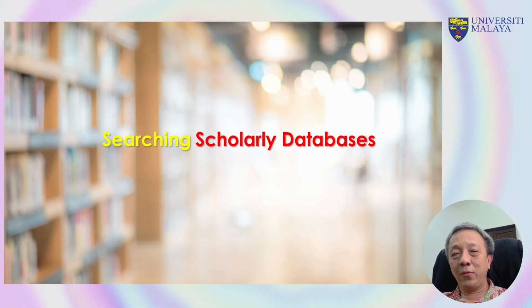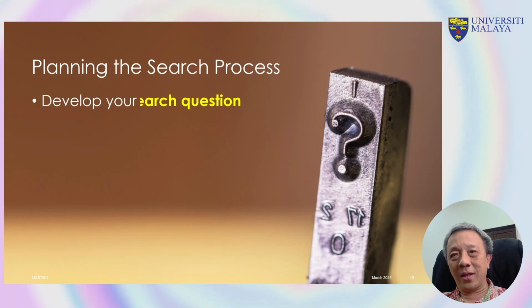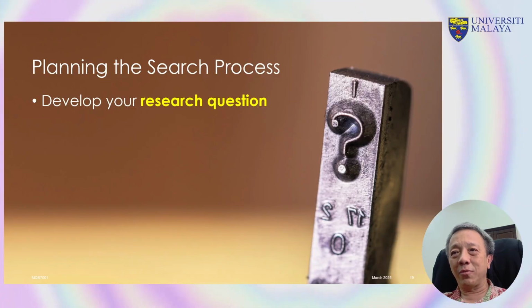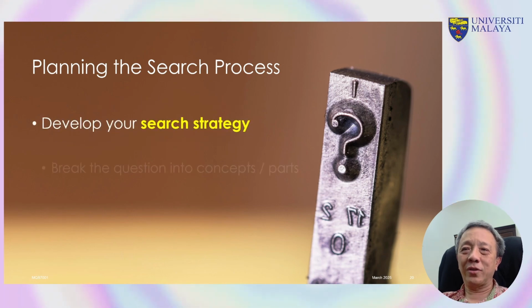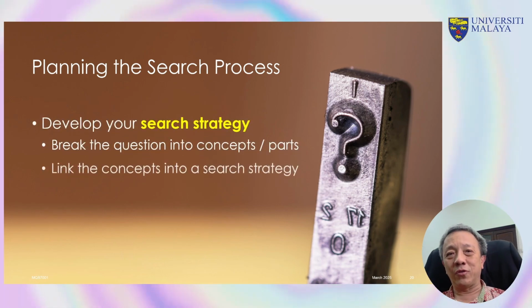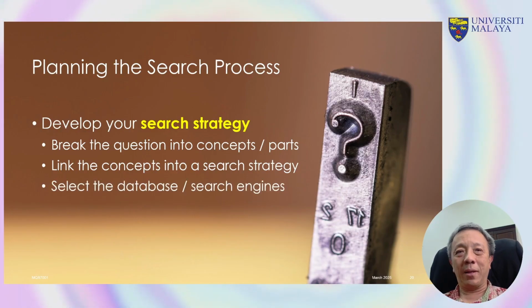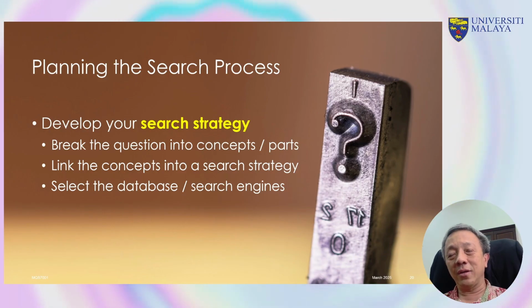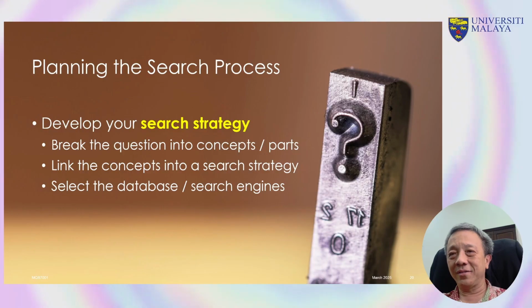Now we go into searching scholarly databases. Before you search, you need to understand how you can plan your search process. You need to develop a research question. After you have finished developing a research question, then you can develop your search strategy. To do that, you have to break down the question into concepts and parts, link the concepts into a search strategy, and then only you continue to search the databases or the search engines.